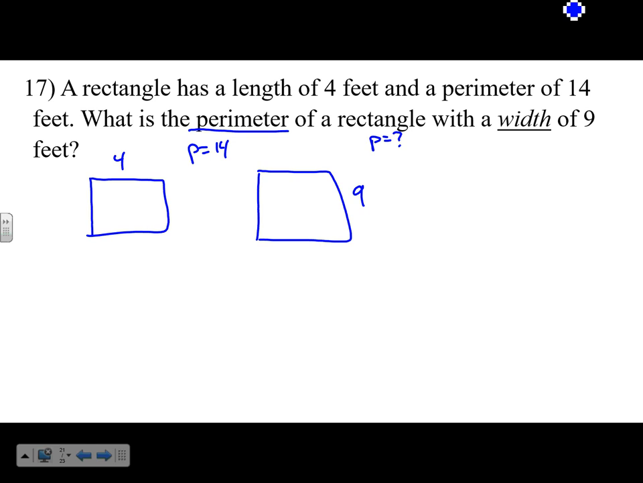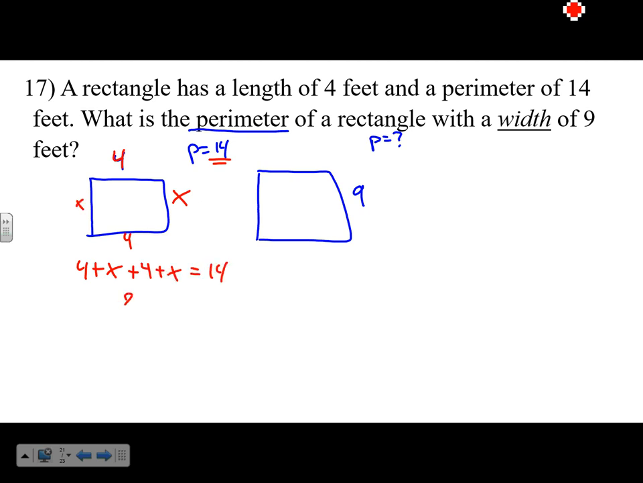The way we're going to do this one, which is a little bit interesting, is the first thing we're going to do is look at this first rectangle. So we have 4 feet, and the perimeter is 14. If I don't know what this side is, I'm going to call that x for right now. So the perimeter is 4 plus x plus 4 plus x is equal to 14.